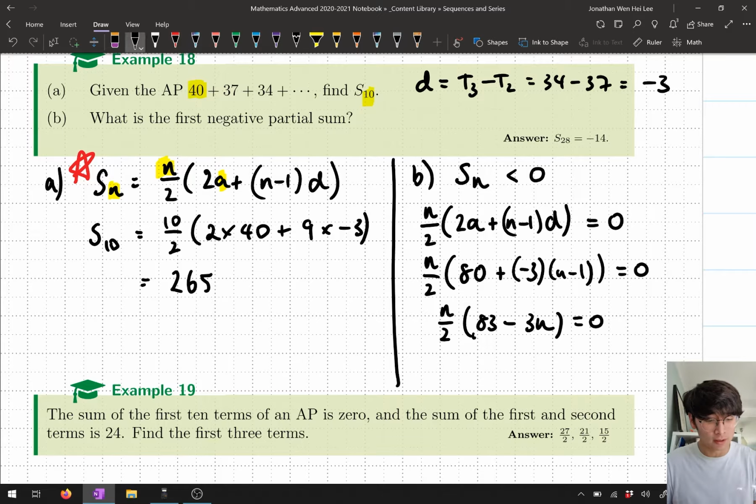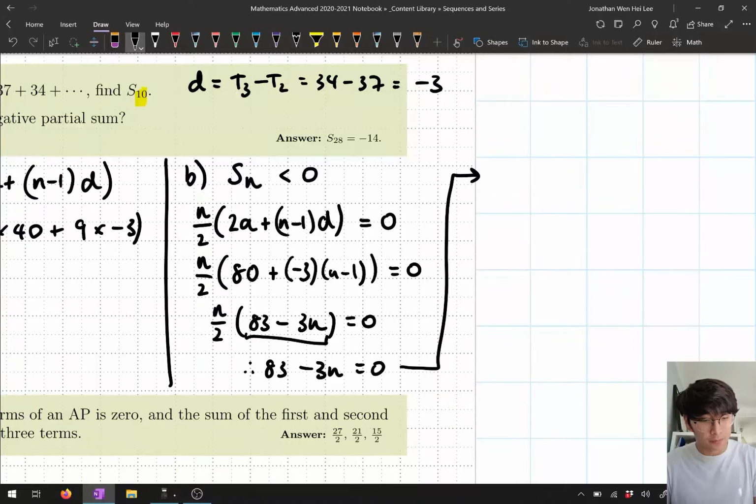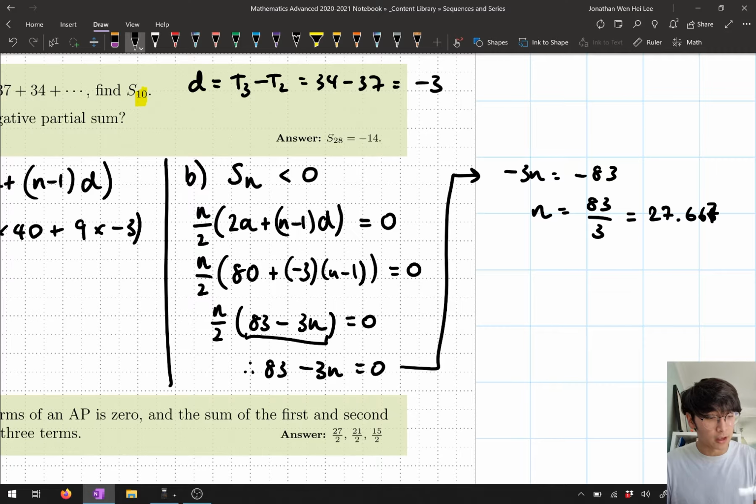So what I'm going to solve is this one here. Therefore, 83 minus 3n is equal to 0. And if I move this over here, negative 3n is equal to negative 83. And so n is equal to 83 over 3. When I put this in my calculator, this gave me 27.667, I think it was.